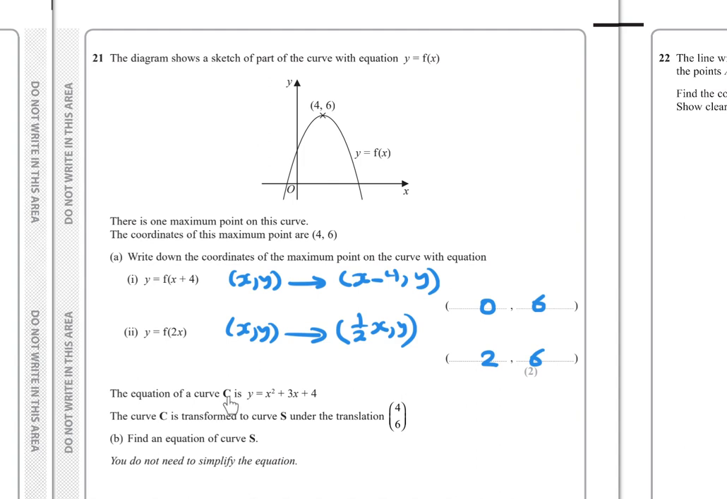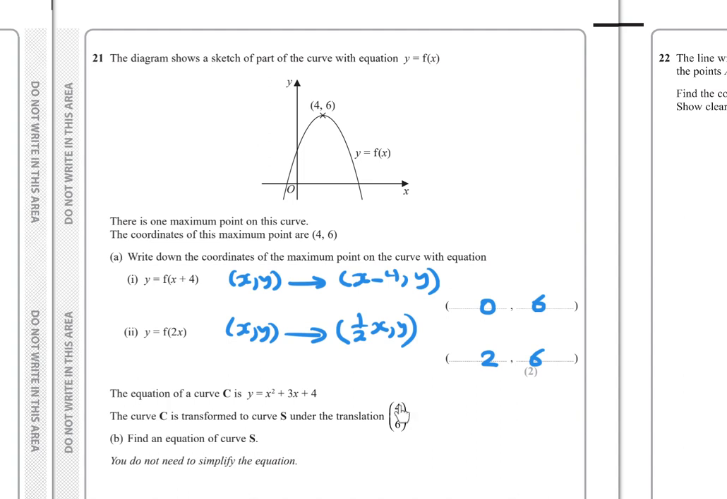Next, the equation of the curve C is y equals x squared plus 3x plus 4. The curve C is transformed to the curve S under the translation (4, 6). Find an equation of the curve S. Translation (4, 6) means 4 to the right and 6 up.